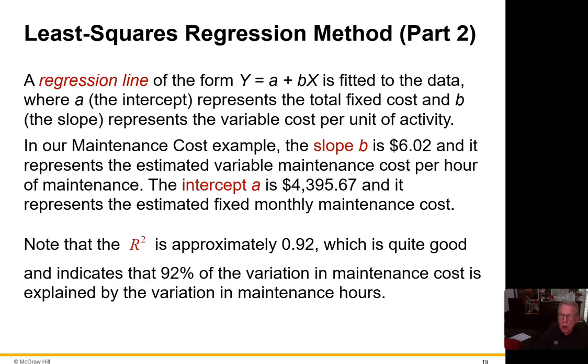We'll note here that R squared is approximately 0.92, which is a really good fit. 100% would be a perfect fit, but that's rarely the case in real world data. That indicates that 92% of the variation in maintenance cost is explained by variation in maintenance hours. 92%, very nice.